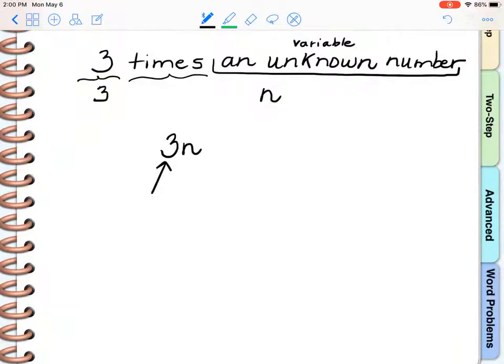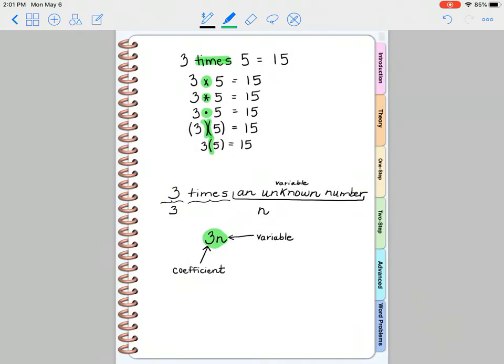Remember, these have names. Hopefully you know the n now is a variable. Do you remember what that 3 is called from your list of terms? It starts with a C. It is the coefficient. So in an algebra problem, when you are multiplying a coefficient and a variable, you need to write it like this. 3n is 3 times an unknown amount. Okay, sorry to digress, but this is important.